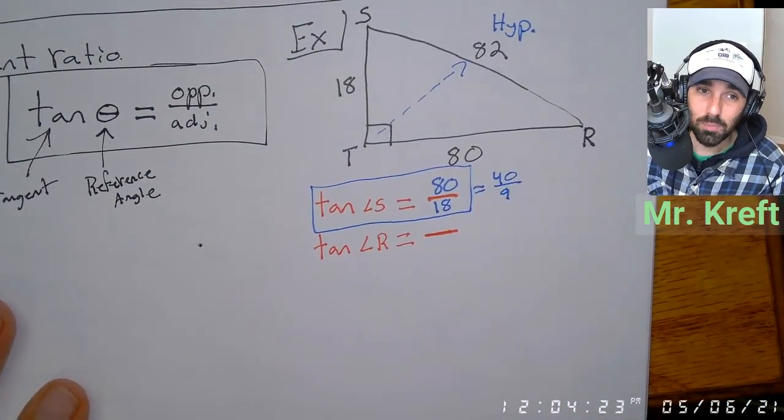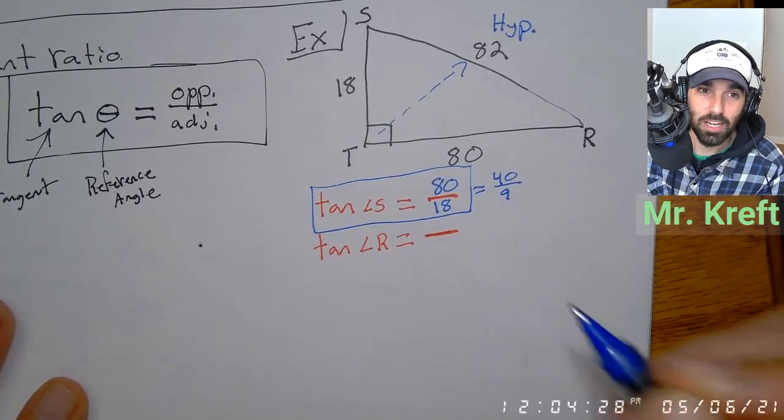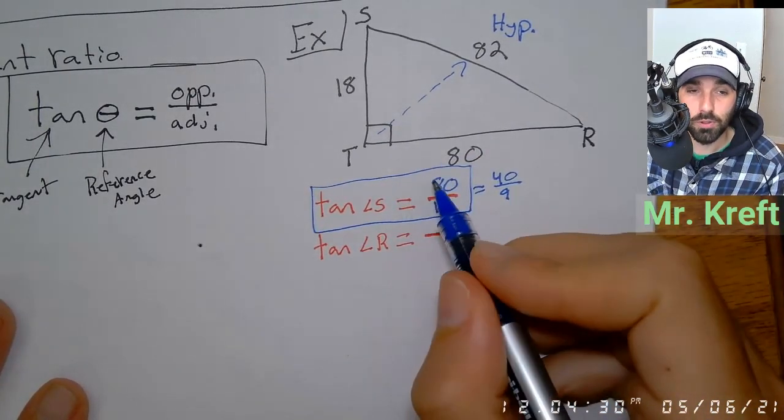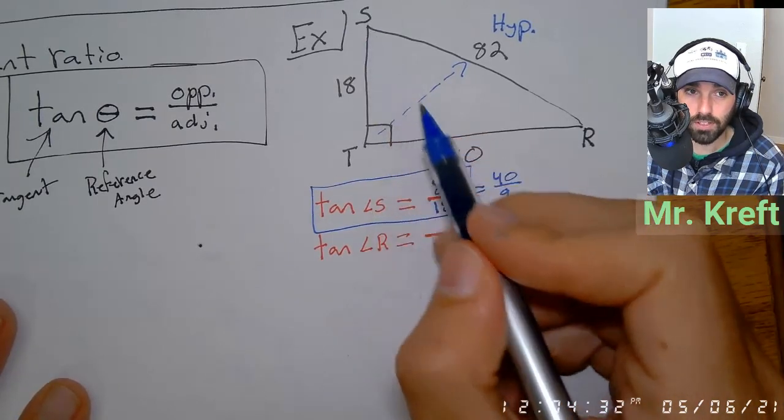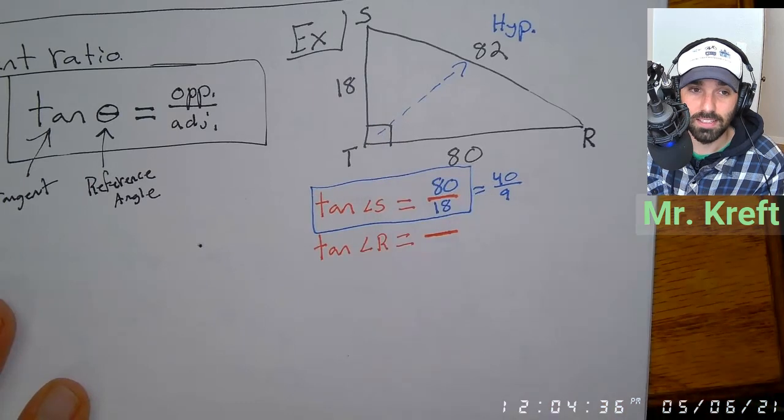Not the biggest of deals right now, but yes, you're right. You should always simplify if you can. But for right now, are people doing okay? Do you guys see how the opposite of angle S was 80 and the adjacent was 18?